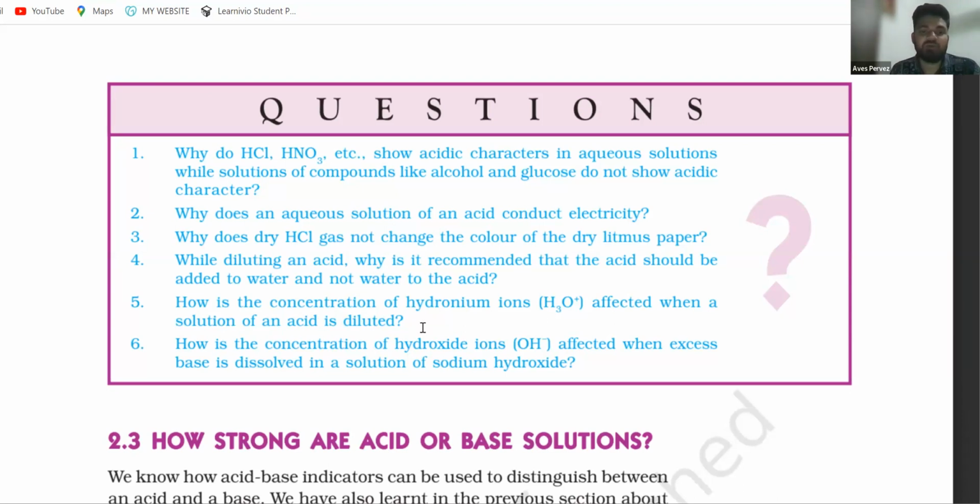Here, the concentration means the number of OH negative ions per liter of solution. So when excess of base is dissolved in a solution of sodium hydroxide, if we are increasing sodium hydroxide, the concentration of OH ions will also increase. Okay. Got it? Yes.